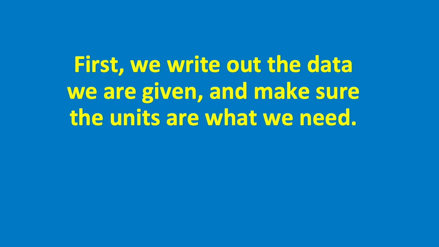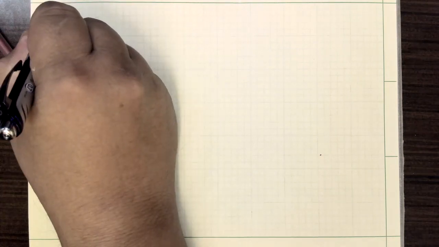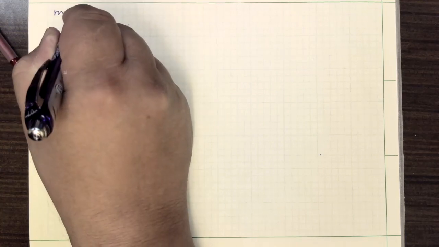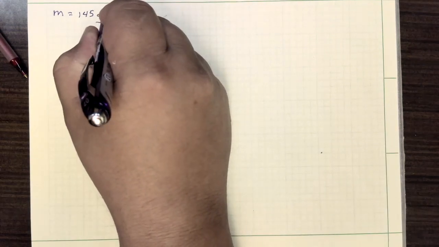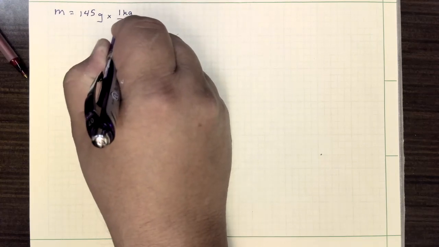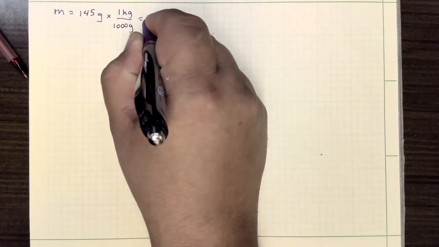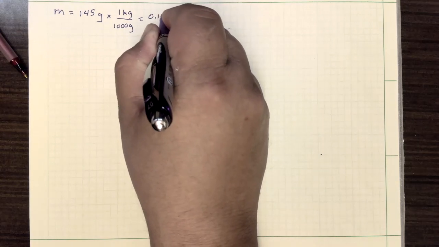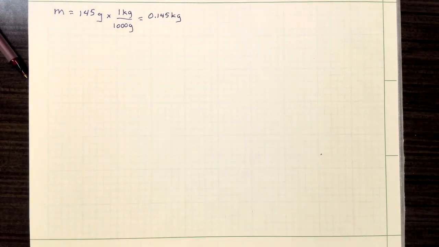Well, the first step in the problem-solving process is to figure out what the problem is telling us and to write out the data, paying attention to make sure that we are in the proper units. So taking a look at the problem, we are given the following data. We are told that the mass of the baseball is 145 grams. We can convert this into kilograms by using the conversion factor that there are 1,000 grams in a kilogram. This gives us a mass of 0.145 kilograms for the baseball.